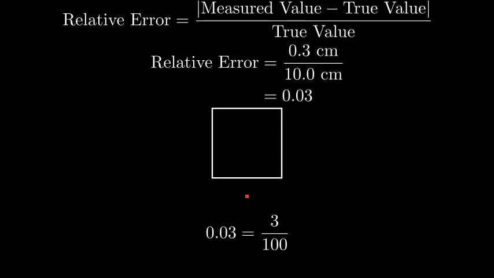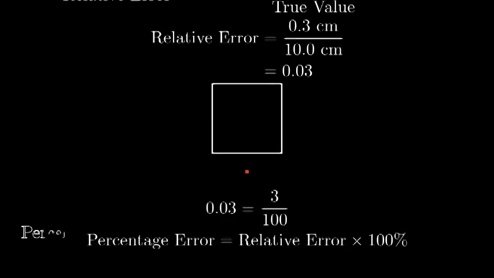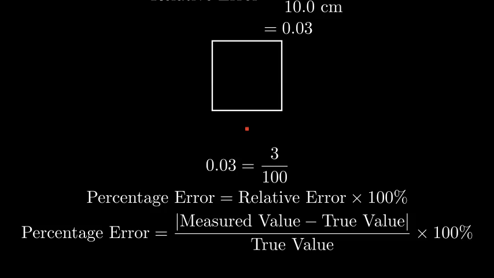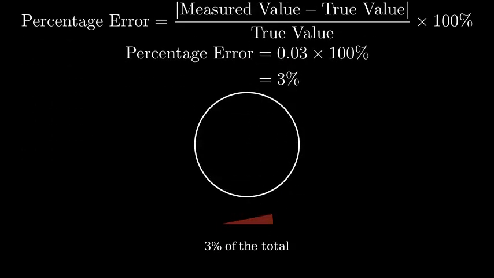Now, let's look at percentage error. Percentage error is simply the relative error expressed as a percentage, which makes it easier to understand intuitively. To calculate percentage error, multiply the relative error by 100%. In our example, the percentage error is 0.03 multiplied by 100%, which gives us 3%.